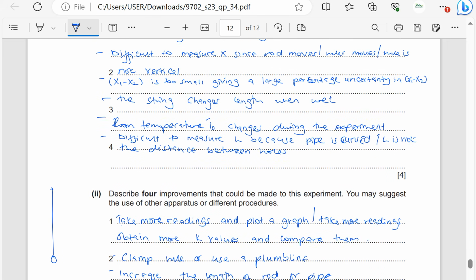Then maybe I can add one which I've just mentioned about the temperature of the water, which varies with the position in the measuring cylinder. So: difficult to measure T as the temperature of the water varies with the position in the measuring cylinder.